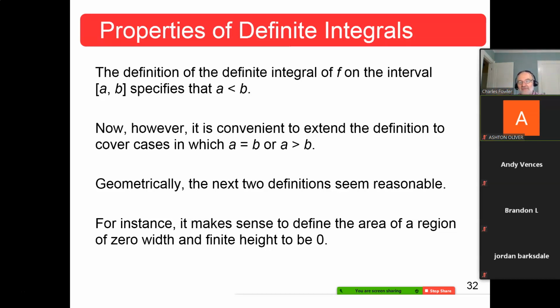Geometrically, the next 2 definitions seem reasonable. They are. For instance, it makes sense to define the area of a region of 0 width, which is what we have when a is equal to b, and finite height, as long as it's not going to infinity there, then we can't tell what's going on there. If it's finite height but no width, 0 times 17 or 17 million is still 0. Okay, so that would be 0.